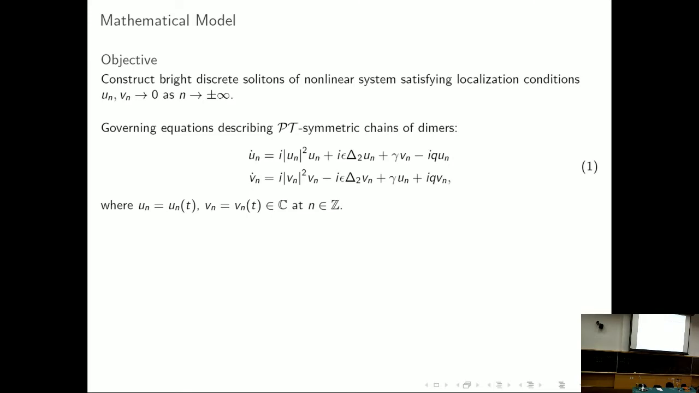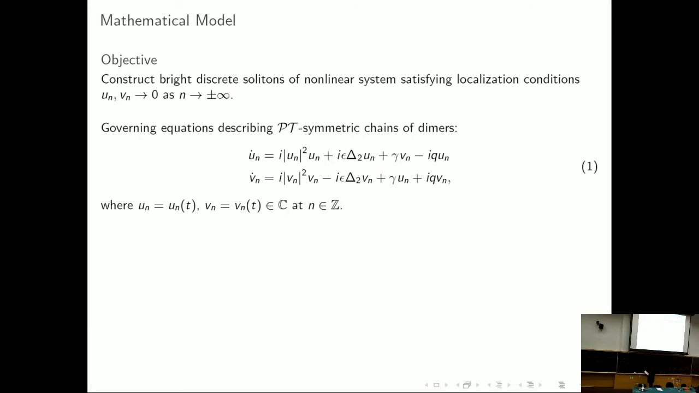So this will be i uz plus |u|^2 u minus i gamma v equals q u. And then here will be i vz plus |v|^2 v minus i gamma u equals minus q v. So this has been done by Barashenkov, Jackson, and Flach in 2013. And there is another work also when you take epsilon goes to infinity.